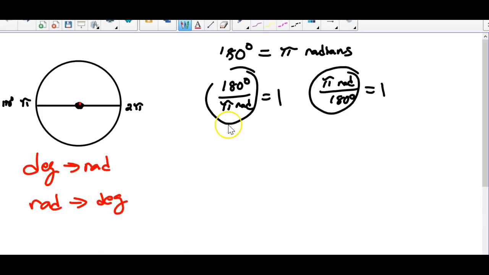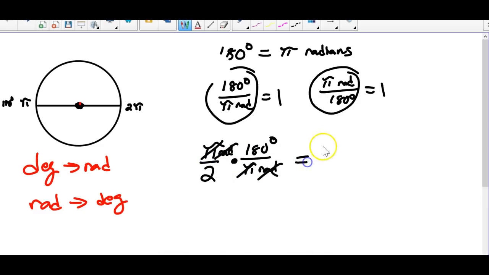So let's pick one we know, like pi over 2. We know that's 90 degrees, but let's see how we can use it doing this method. It's already a fraction, and I'm going to multiply it by 1 in this format right here. So I'm going to multiply it by 180 degrees over pi radians. A lot of times we don't write it, but there are units up in the top here of radians. So notice the radians will cancel, so will the pi, and I'm left with 180 degrees over 2, which equals 90 degrees.